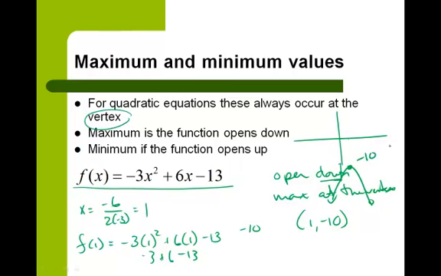Where does that maximum occur? It occurs at x equals 1. So we say there is a maximum value of negative 10 at the place where x equals 1.